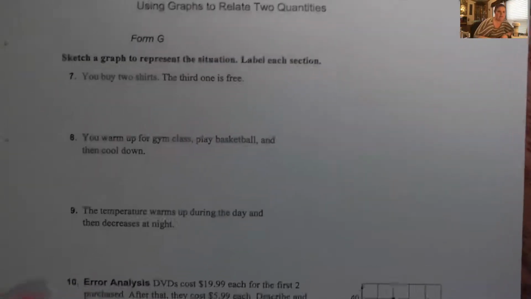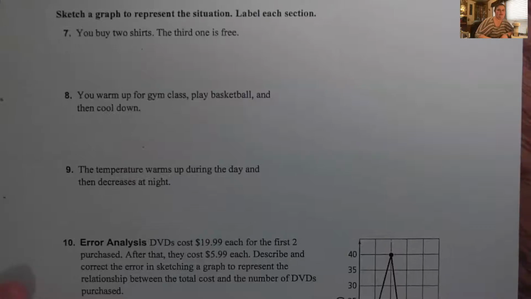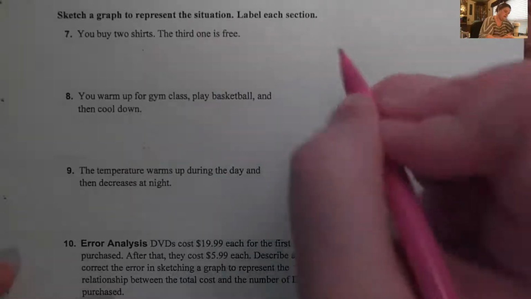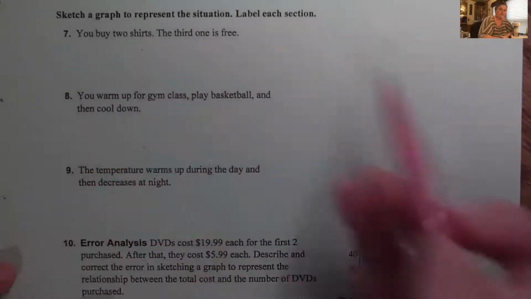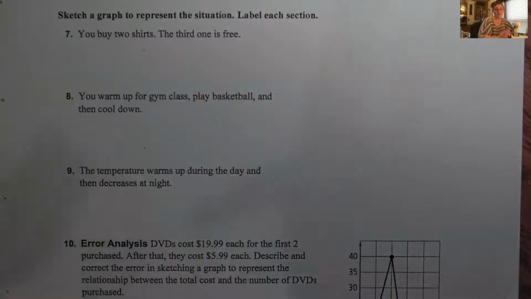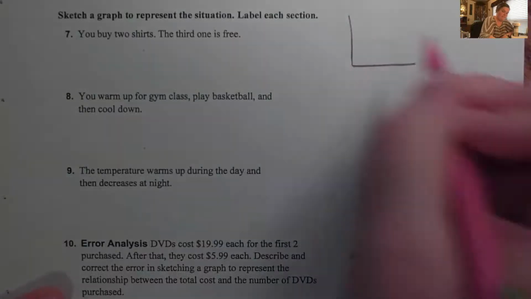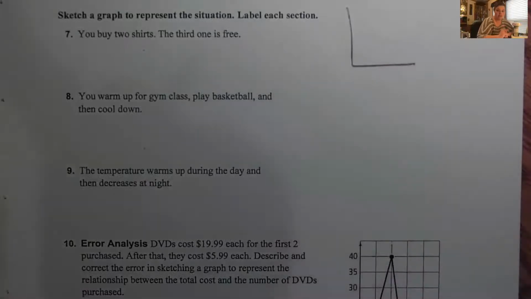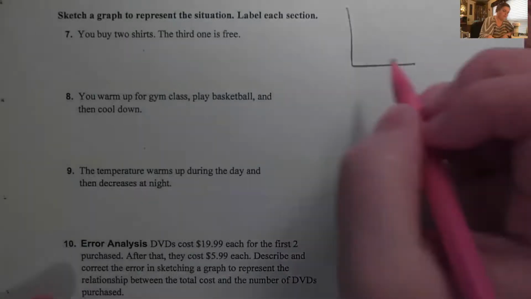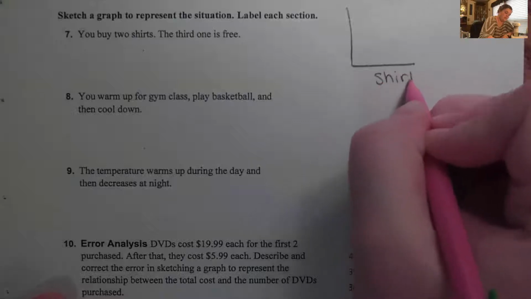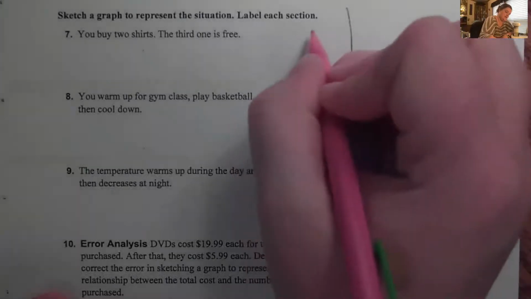All right, it says sketch a graph to represent the situation and label. It says you buy 2 shirts, the third one's free. So the first thing you need to do is figure out what your 2 labels are. So we're going to draw a little graph. I'm talking about shirts and about them being free, so that would be money. So we're going to say shirts and cost over here.